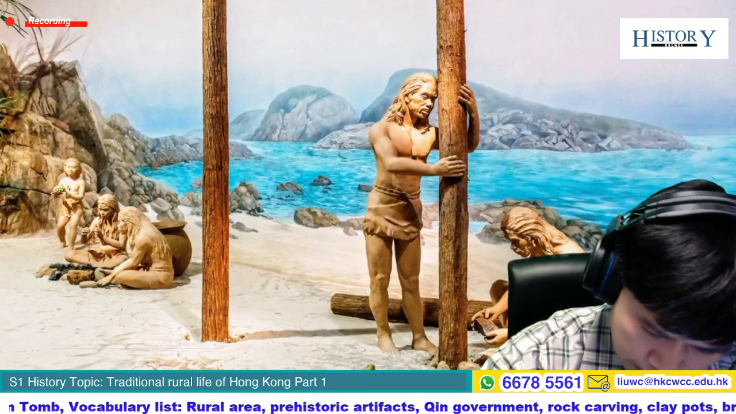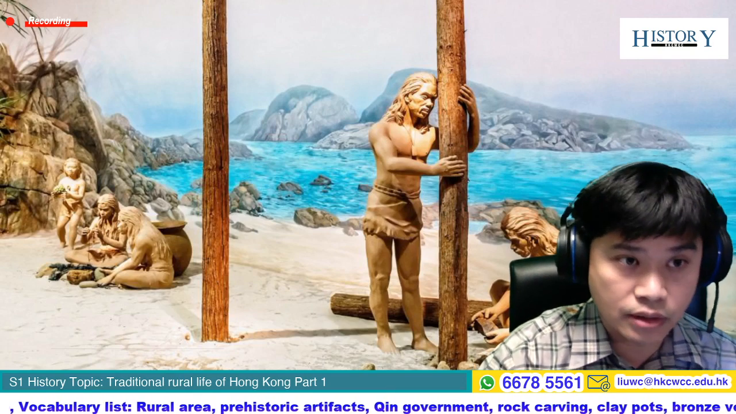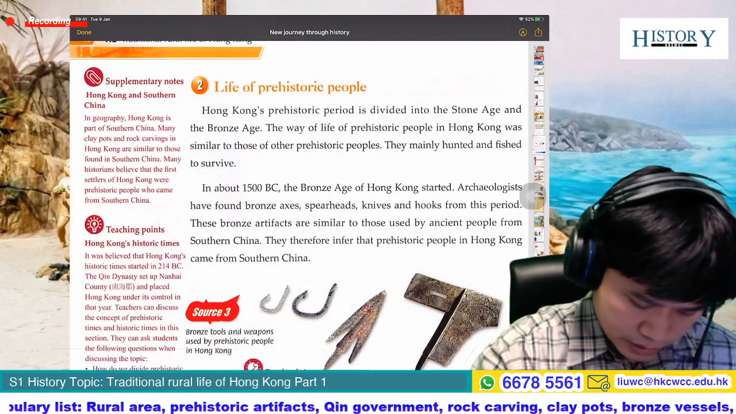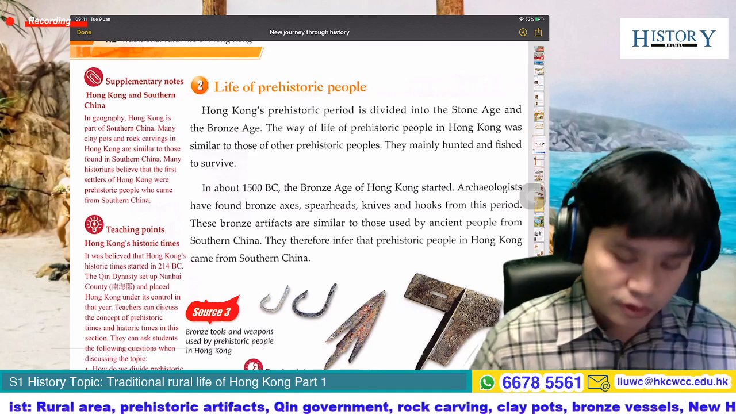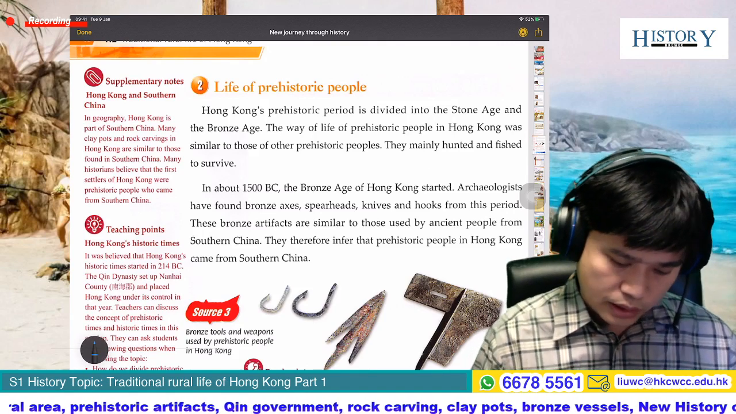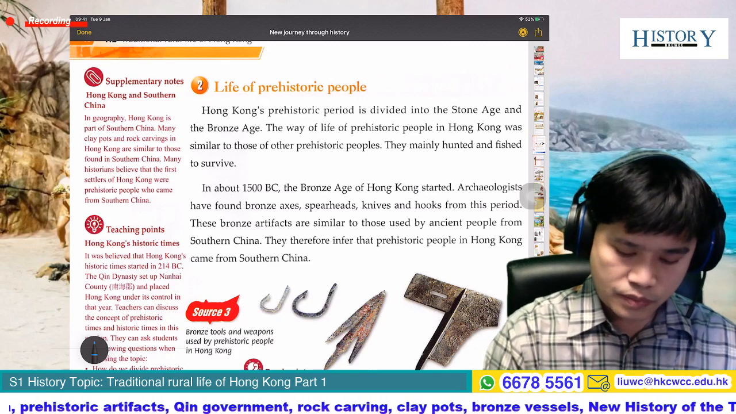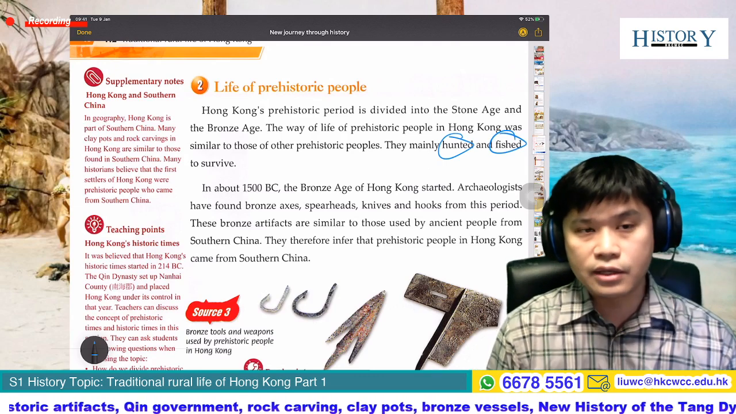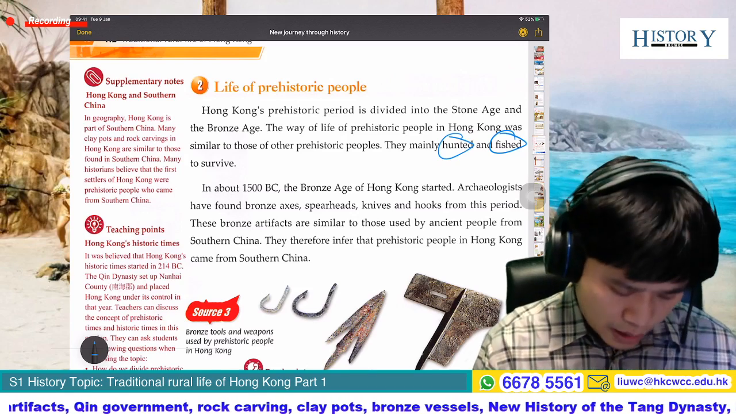Okay, then let's continue with the discussion in your textbook. Part two talks about the life of Hong Kong people. Actually, we have already mentioned a lot about it. Mainly, you should know that the people in the prehistoric time hunted and fished to survive. That's why most artifacts could be found in the coastal area.